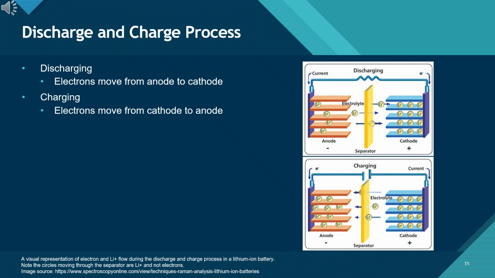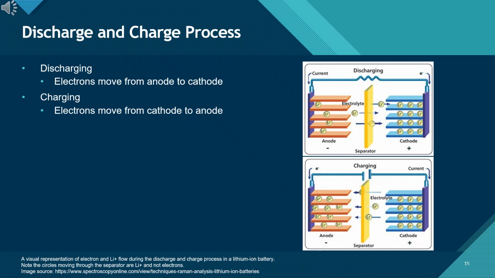Charge and discharge process. Let's talk about what happens when a battery discharges and charges. Discharging, when the battery delivers energy. On this slide, we see the moment when the battery powers our device. Electrons leave the anode and travel through the external circuit, doing useful work as they pass through the device.